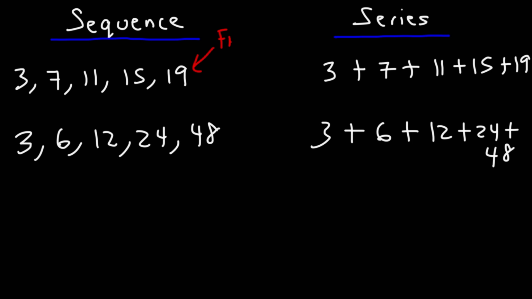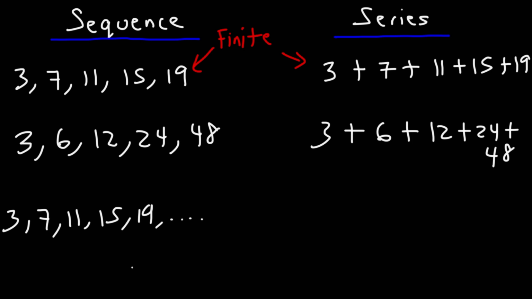This sequence is finite. It has a beginning and it has an end. This series is also finite. It has a beginning and it has an end. In contrast, if I were to write 3, 7, 11, 15, 19, and then dot, dot, dot, this would be an infinite sequence. The presence of these dots tells us that the numbers keep on going to infinity.